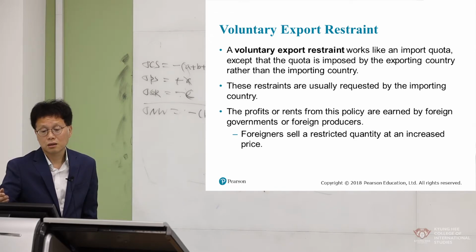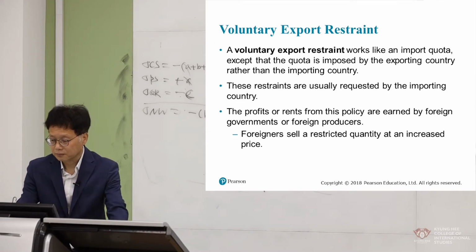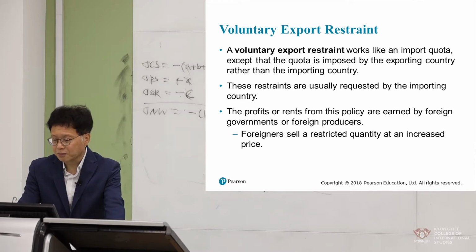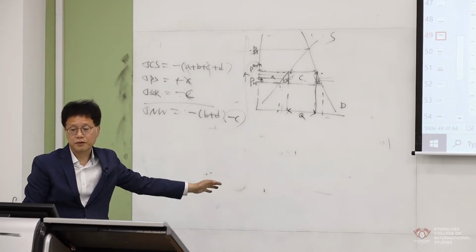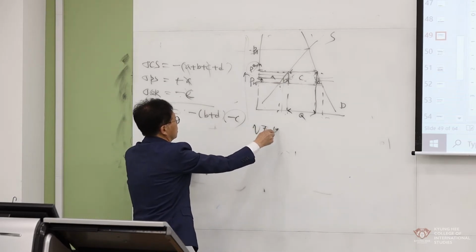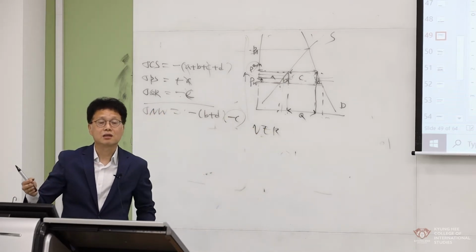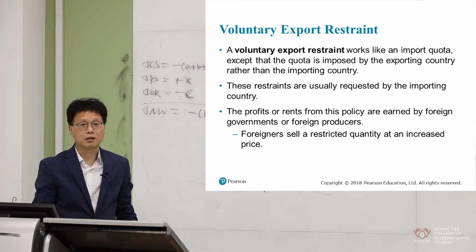But who starts this kind of protection policy? The exporting countries or the importing countries? That is the only difference. Okay? The profit or rents from this policy are earned by foreign governments or foreign producers. So minus C, national welfare. That is definitely minus in the case of VER, because the quota license is wholly appropriated by foreign countries.